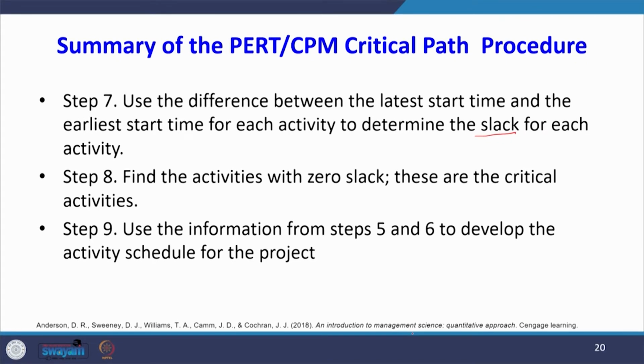Step 9, use the information from steps 5 and 6 to develop the activity schedule for the project. So, we have got the values by using the forward pass and backward pass. By using that information, we can prepare the schedule for each activity. What can we prepare? Earliest start time, earliest finish time, latest start time and latest finish time.